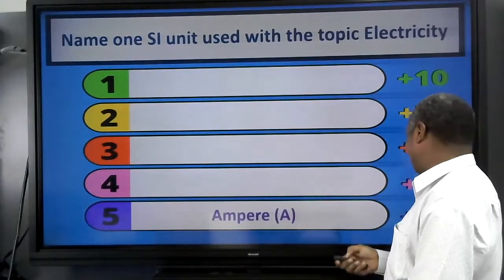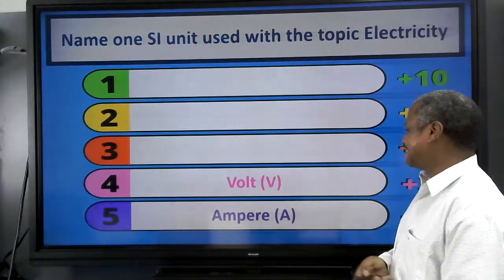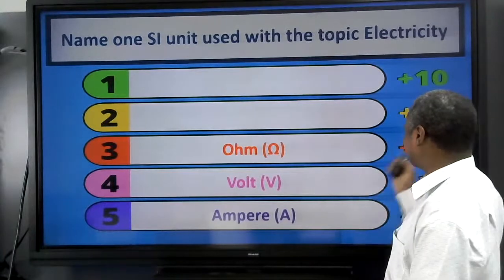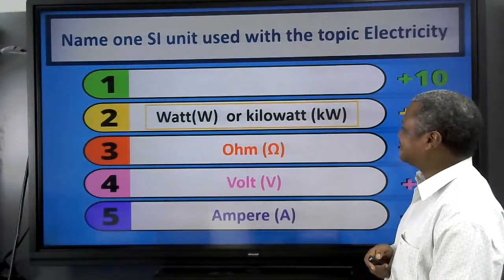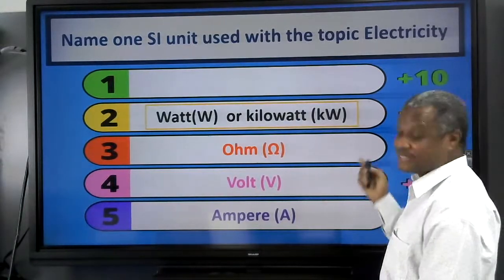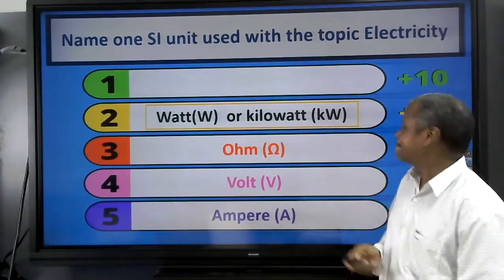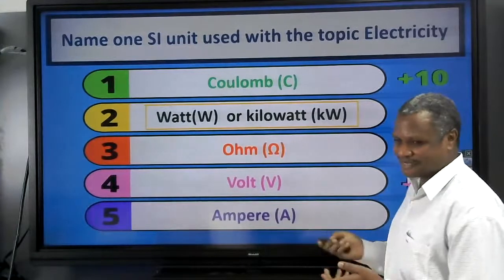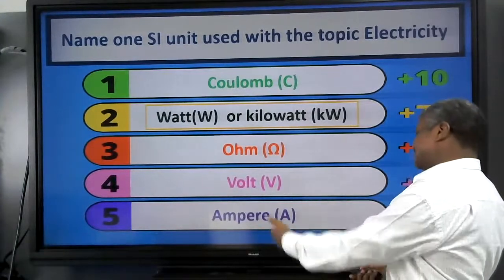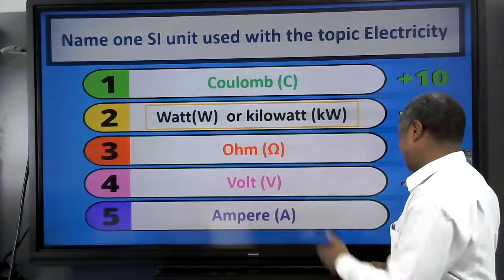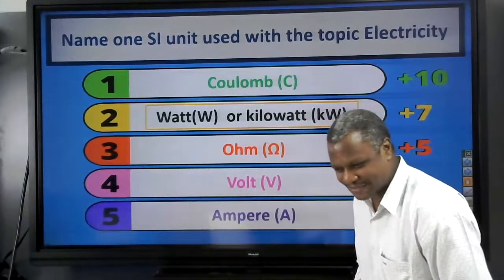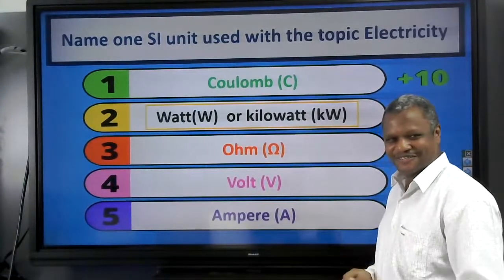So ampere, 2 points. Volt, 3 points. Ohm, 5 points. Watts and kilowatt, which we are going to study today, about 7 points. And coulomb, about 10 points. So the easiest ones here, I guess, are ampere and volt. So don't take it so seriously if you cannot answer. Just take your time.